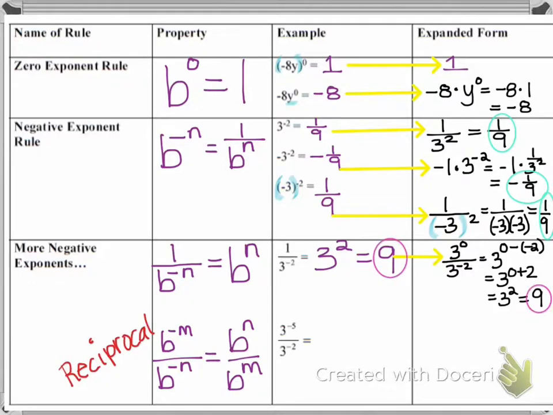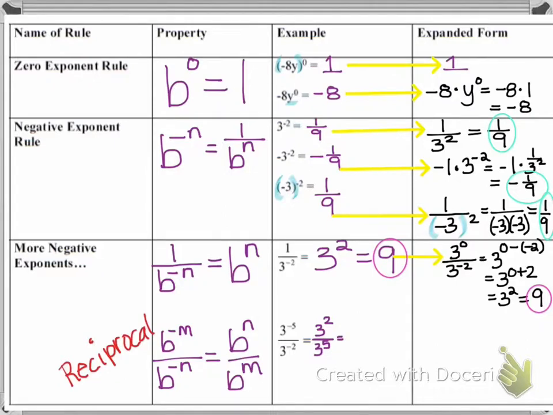All right, let's look at the second version, or the second rule. So if I have 3 to the negative fifth over 3 to the negative second, according to the rule, I just take the reciprocal. And when I do that, the negative 2 becomes positive 2, and the negative 5 becomes positive 5. So now I have 3 squared in the numerator over 3 to the fifth.